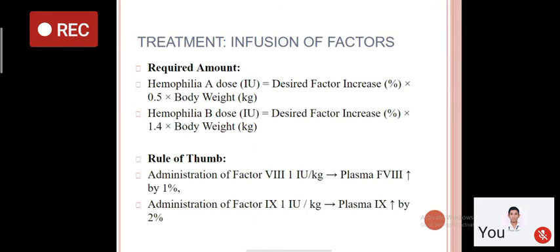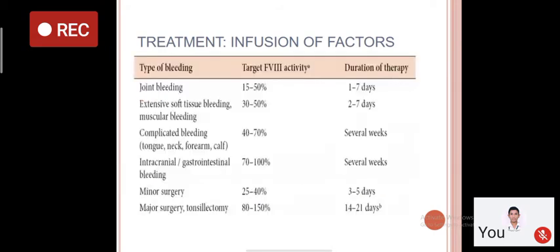So the dose of factor to be transfused is calculated by using formulas. For hemophilia A, the dose required is the desired factor increase we need for that particular bleed, multiplied by 0.5, into the body weight, and the multiplication factor for hemophilia B is 1.4, because the rule of thumb is that for each unit of factor 8 which we transfuse per kg, the plasma level of factor 8 increases by 1% only, while in patients with factor 9 the factor concentration increases by 2%.